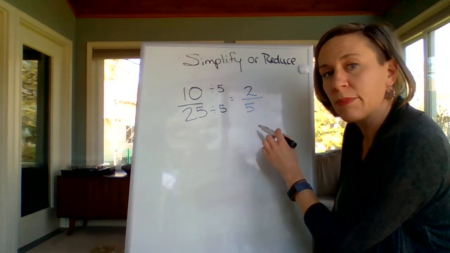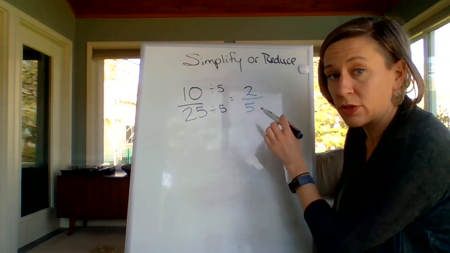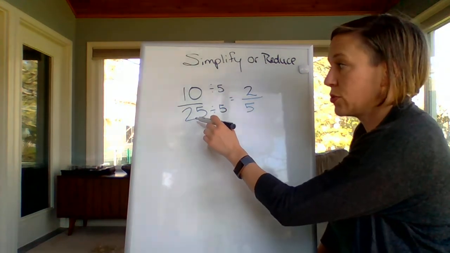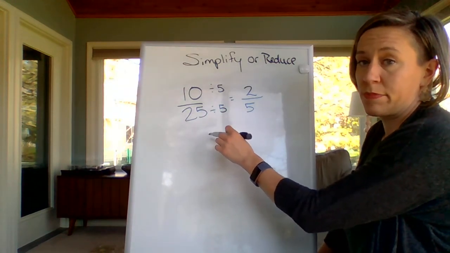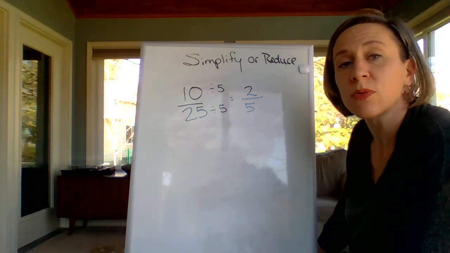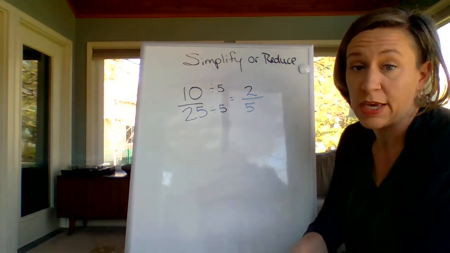I could look at a candy bar and I could split it up into 5 equal pieces and take 2 of them. I could do that a lot easier than I could do splitting it up into 25 pieces and taking 10 of them. So I hope this helps make a little more sense of finding equivalent fractions and doing a simplification of those.